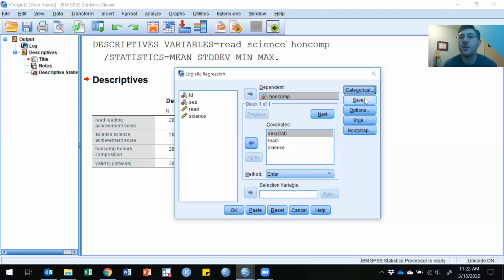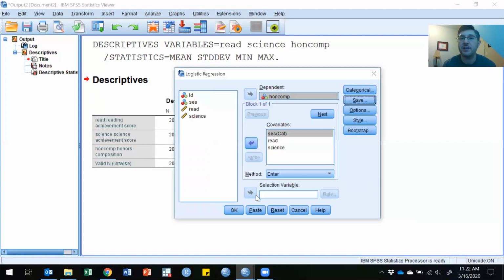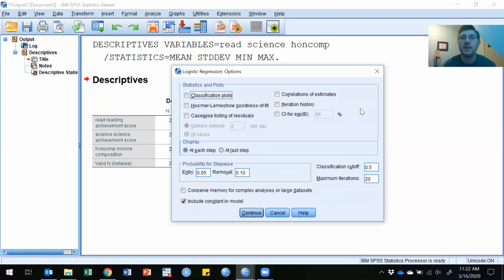We're going to save out the predicted probabilities from the model, and we're going to use this as another pseudo R squared measure, so we can get those out of the model. If you want a visual classification plot, you can click here. The Hosmer-Lemeshow goodness of fit test you can click on here, and you can get confidence intervals for your odds ratios.